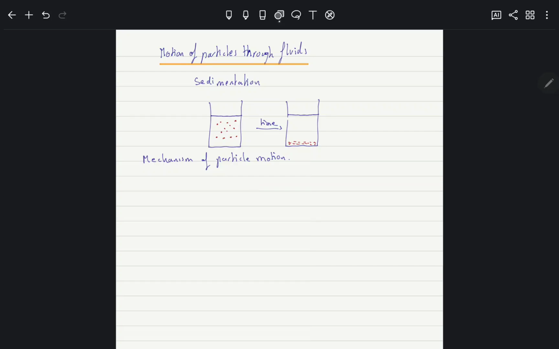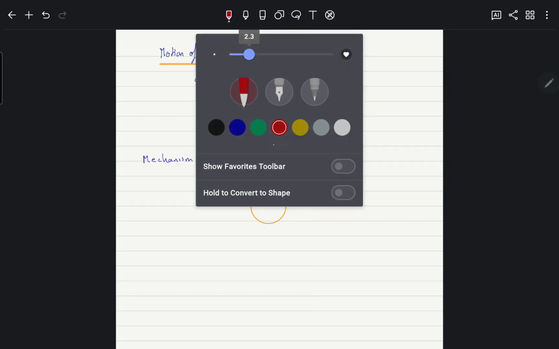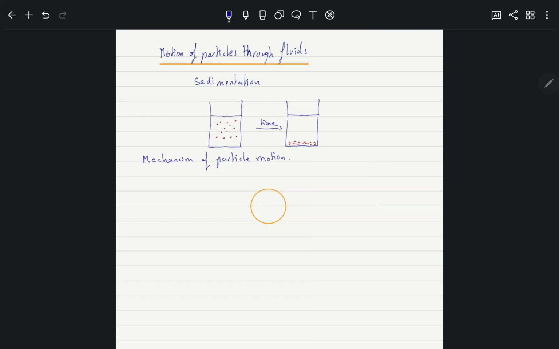Let's try to draw it well. That's our particle in our fluid. We're going to look at all the forces that act on this particle in the liquid, in the surrounding environment where it is. So basically, there is the force of gravity.